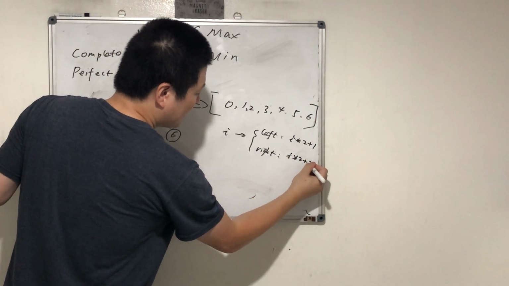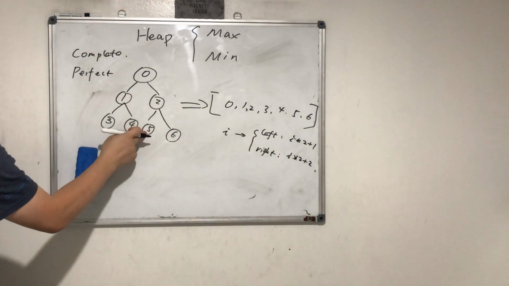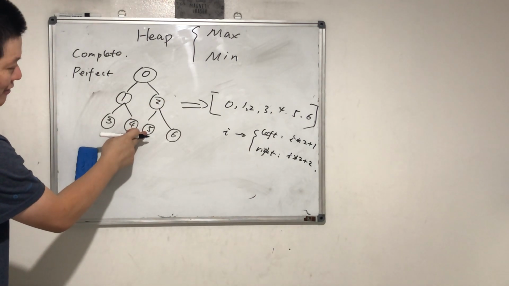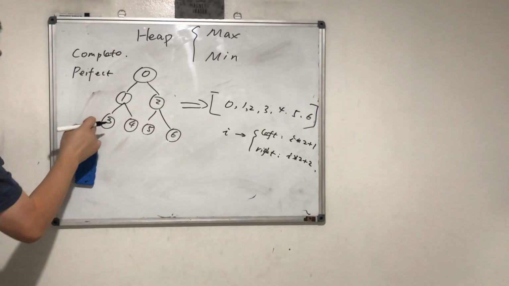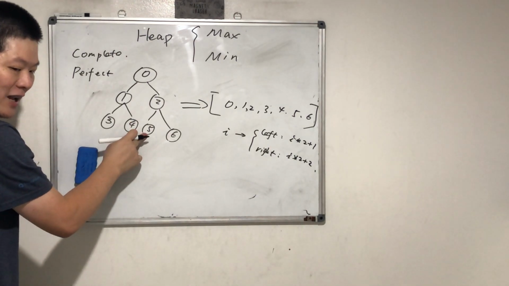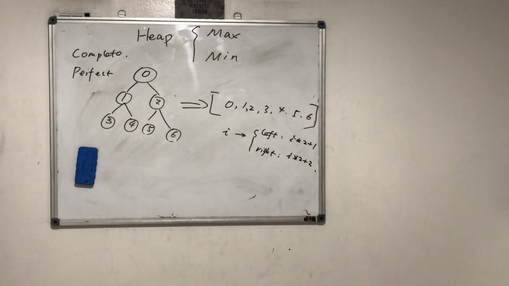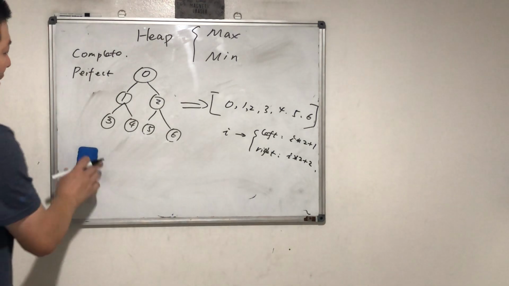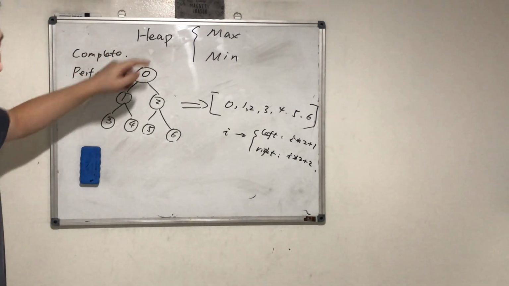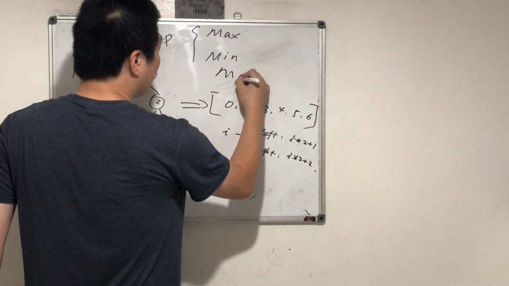Got it? For example, for index 2, 2 times 2 + 1 is 5. Why did you say +1? +1 is here. Got it? 2 times 2 + 1, and 2 times 2 + 2. Got it? Okay.